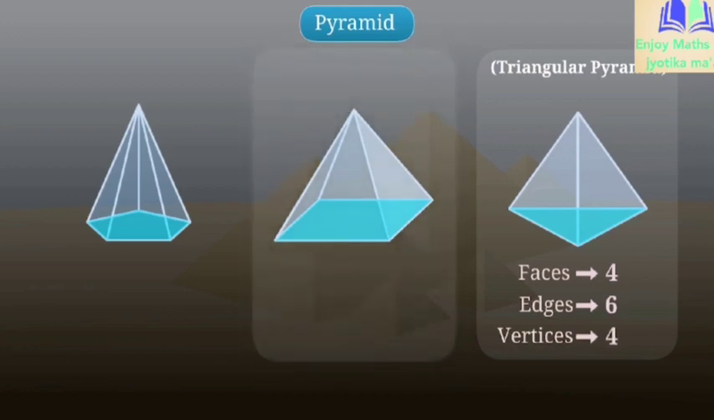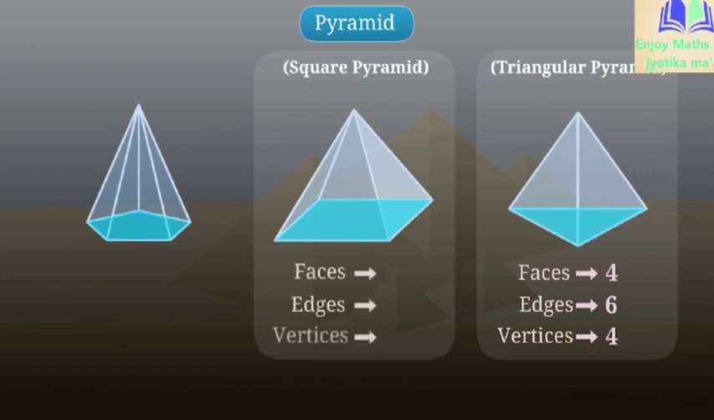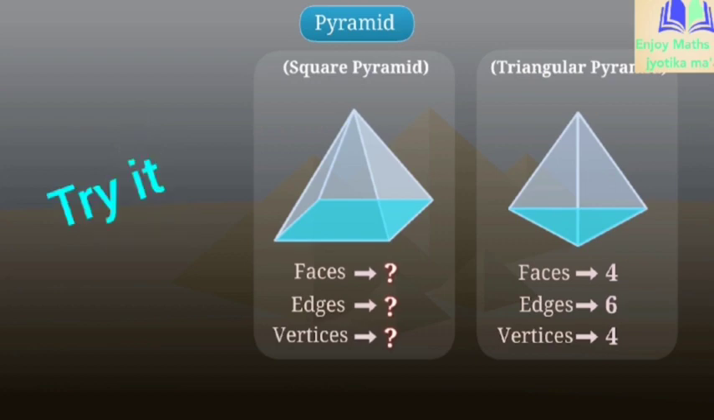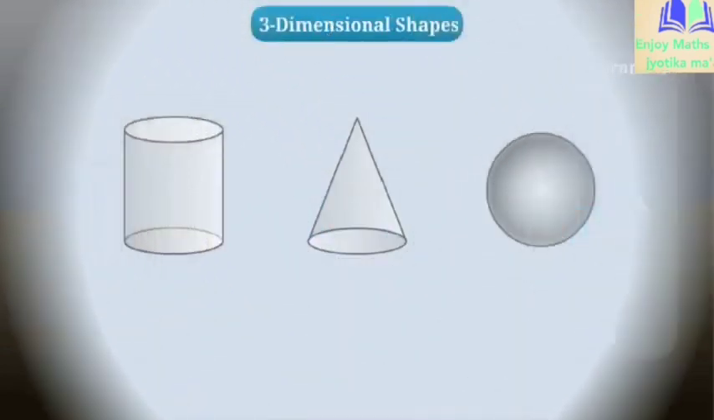Now look at this pyramid. The base of this pyramid is square. So this is the square pyramid. Can you find its faces, edges and vertices? Pause the video and try it yourself. Your time begins now. Correct. 5 faces, 8 edges, 5 vertices.